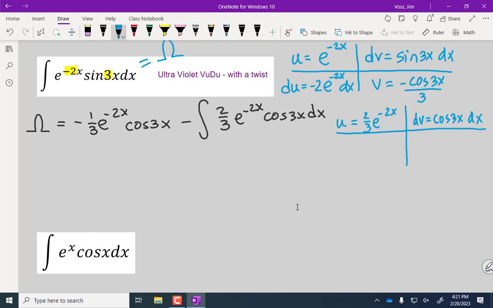So there's the u dv. We parse our integrand into two pieces, u and dv. The derivative on the left, we're going to get minus 4/3 e to the minus 2x dx. Chain rule derivative. Derivative of an exponential is itself multiplied by the derivative of the exponent. Integrate here. Integral of cosine is sine, but reverse chain rule, RCR. Divide by the derivative of the angle.